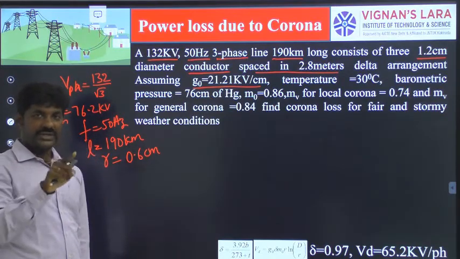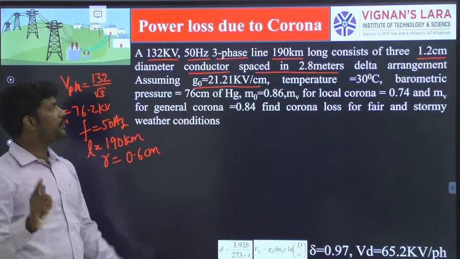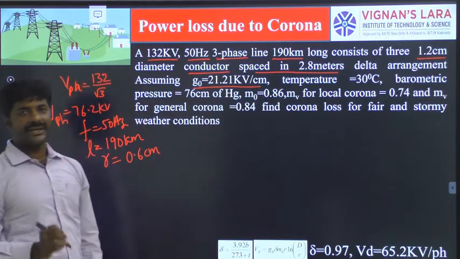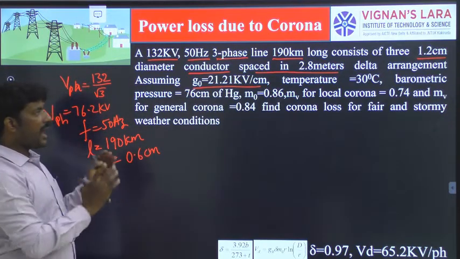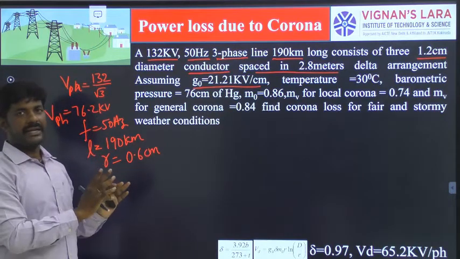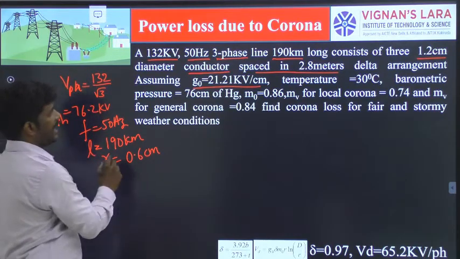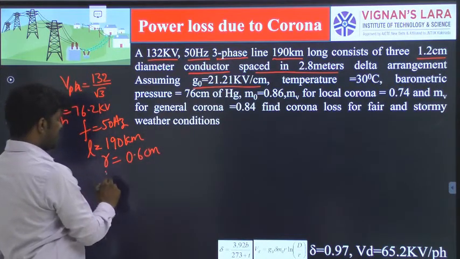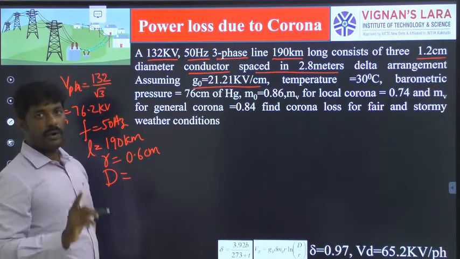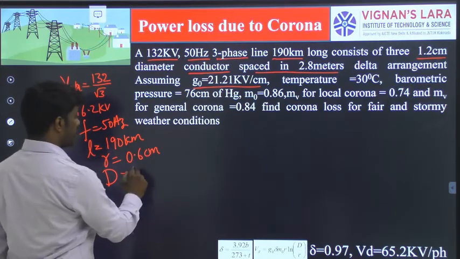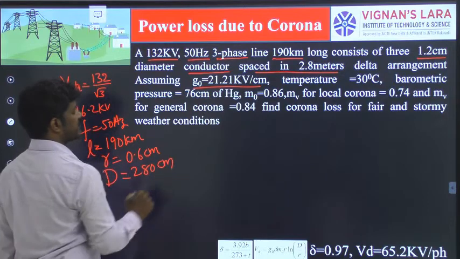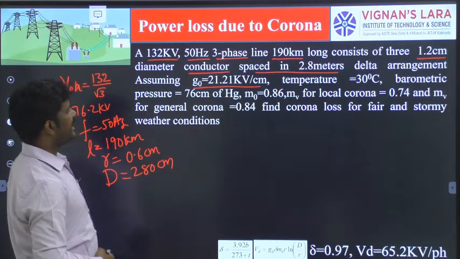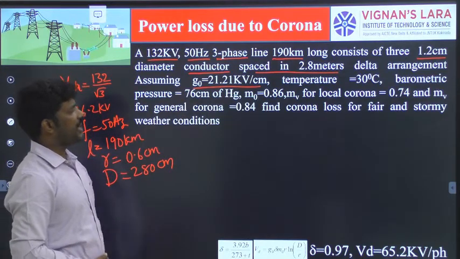The G naught value is defined for 1 centimeter distance, 21.21 kV per centimeter. Because its magnitude is defined for 1 centimeter, I will prefer all quantities to be taken in centimeters. Okay, R is equal to 0.6 centimeters. And next, spacing between the conductors, capital D, is equal to 2.8 meters, so that it is equal to 280 centimeters, as 1 meter is equal to 100 centimeters. Then it is arranged in a delta fashion with the given values of G naught.